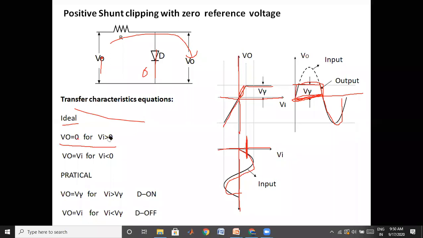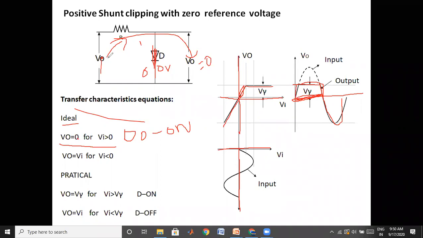When the input voltage is greater than 0, that means in the positive cycle, when the input is increasing linearly, the cathode side is connected to the zero potential. As the input is increasing linearly, that means 1, 2, 3, the diode will be on. When the diode is on, the output will be zero, because here we are getting a short circuit. When the input voltage is greater than zero, the diode gets on, and the diode being on means our output voltage will be zero.